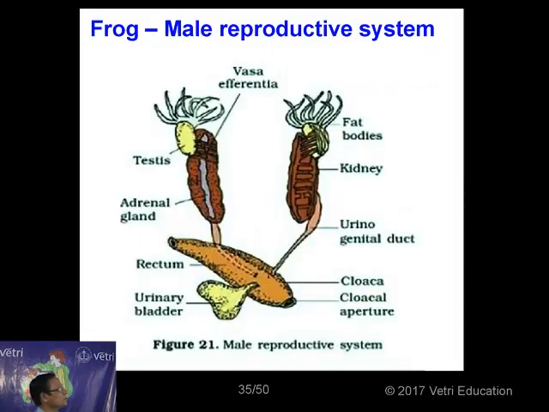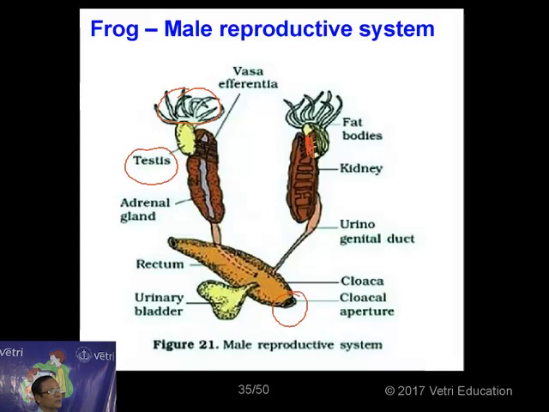Now the female reproductive system. Once again, that one is a diagrammatic representation. This is a colored one taken from the NCERT book. The same one, what we have: the testis, yellow colored bodies. These are all the fat bodies, what I mentioned. Here the vasa efferentia, a number of minute tubules, 10 to 12, arise from the testis and open into the kidney. Inside the kidney, we have the Bidder's canal, and the Bidder's canal opens into the urinogenital duct. The urinogenital duct opens into the cloaca, which further opens through the cloacal aperture.